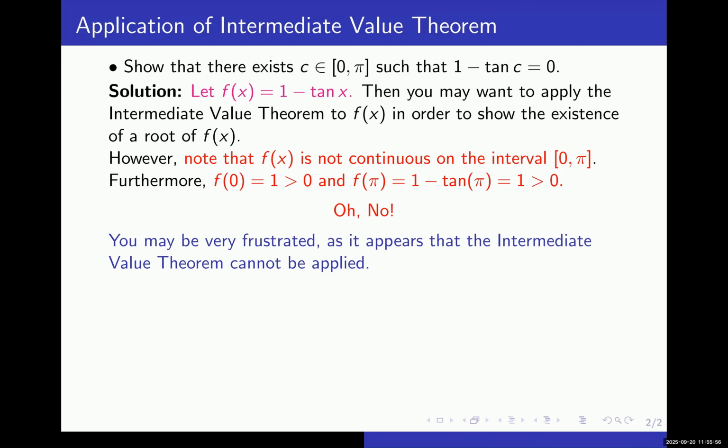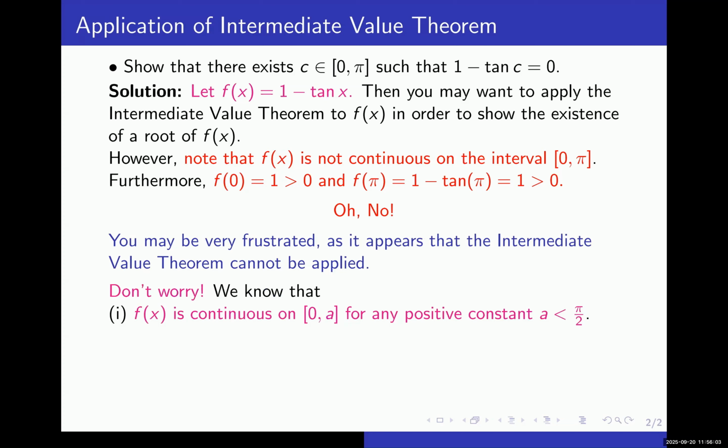So you may be very frustrated as it appears that the intermediate value theorem cannot be applied. But don't worry. We know that this function is continuous on some closed interval between 0 and a for any positive constant a which is less than pi over 2, because tangent x is continuous between 0 and pi over 2.